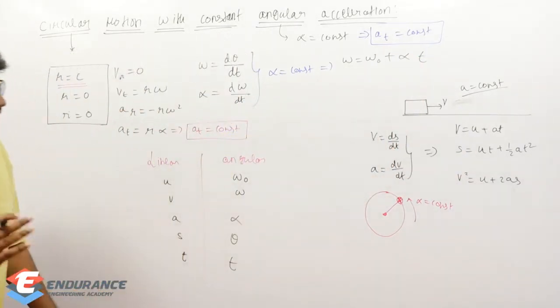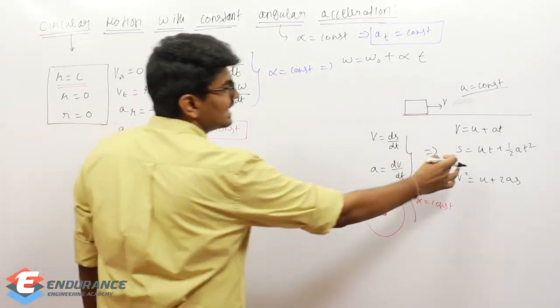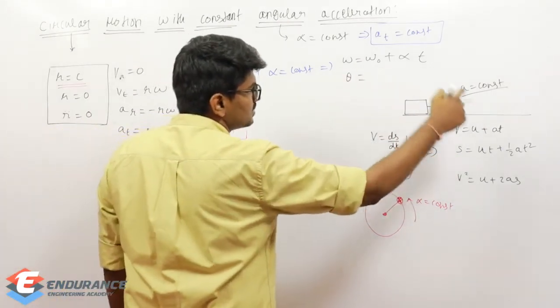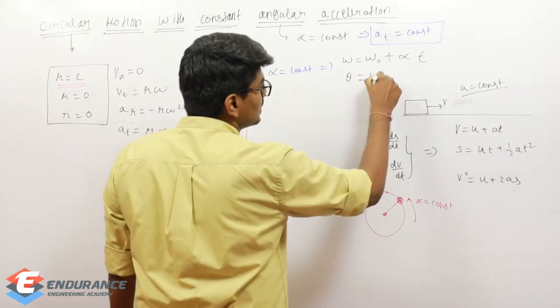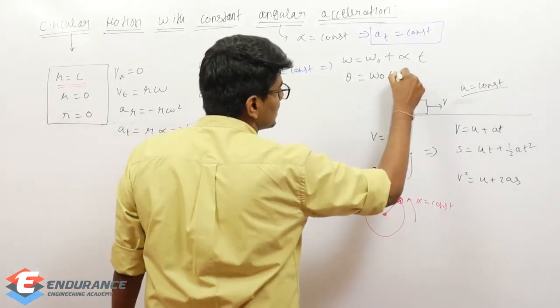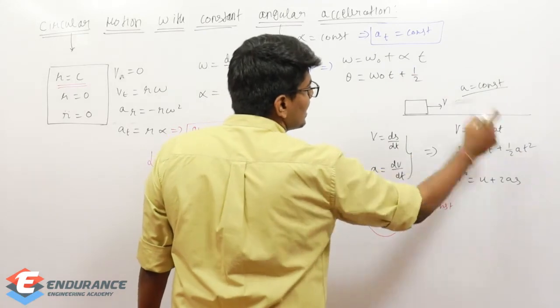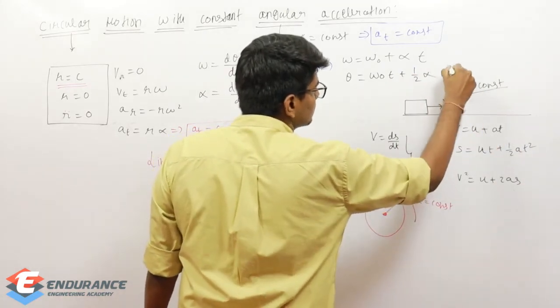Right? That is the first equation. Second equation: linear displacement, here angular displacement; initial velocity, here initial angular velocity; time only, plus 1 by 2 a, here alpha, here t, here also t.